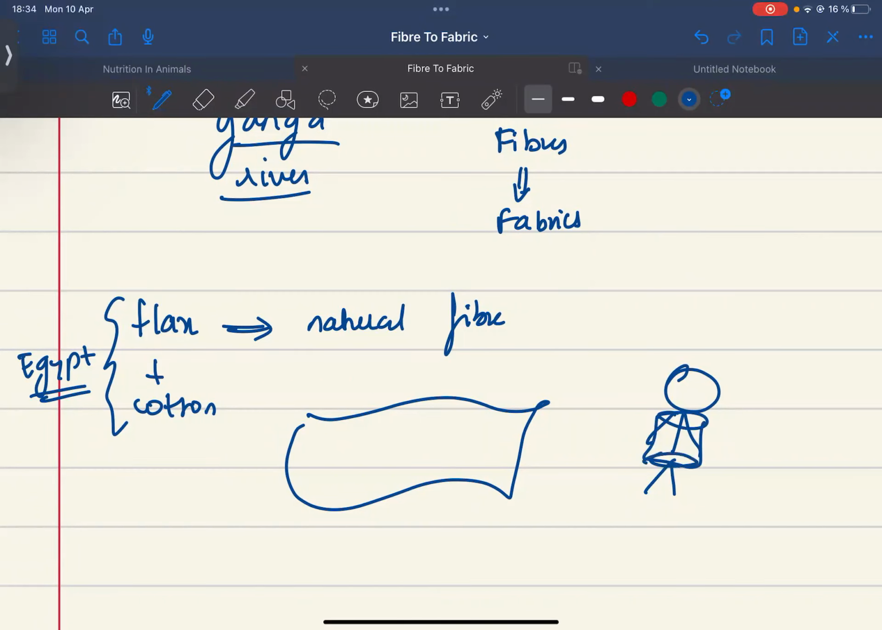So they are just inside, like a roll. They just wrap the cloth completely around themselves. They don't know how to stitch it. They wrap different parts of their body. There were so many different ways of draping fabric.